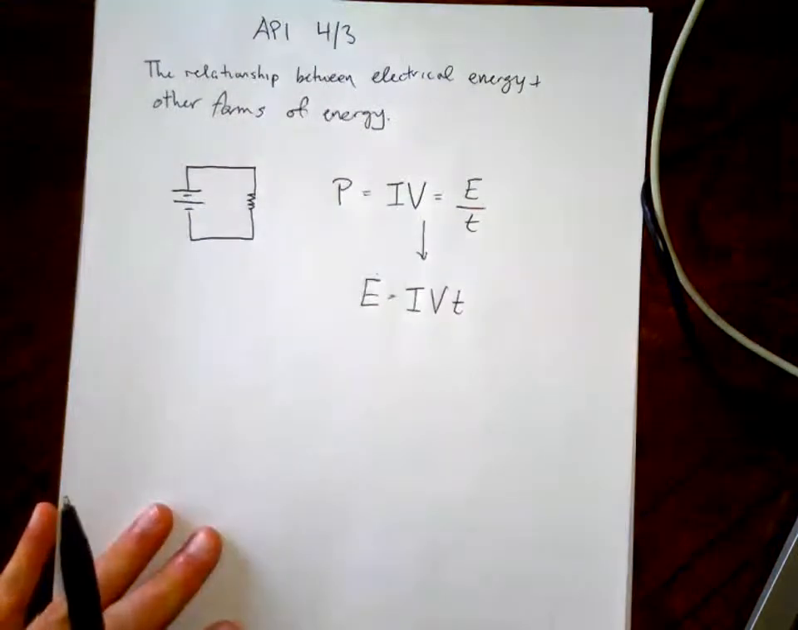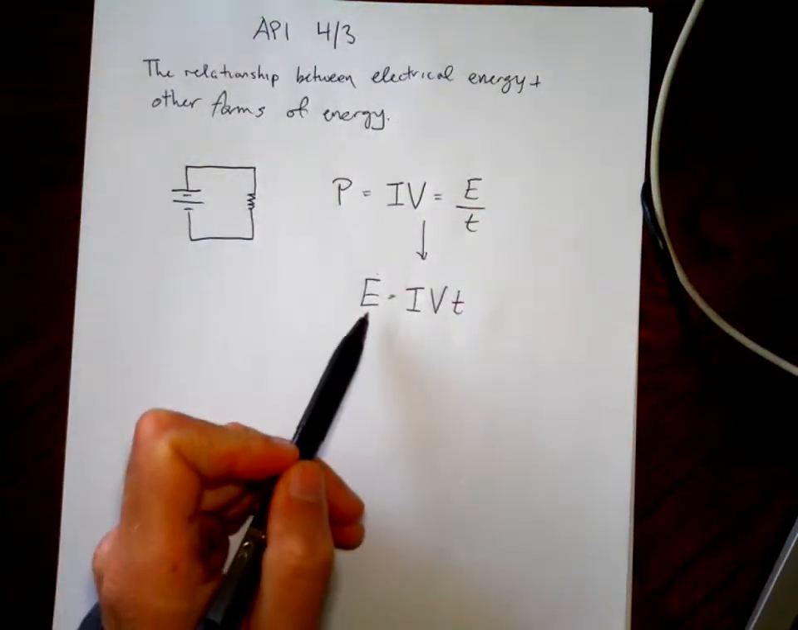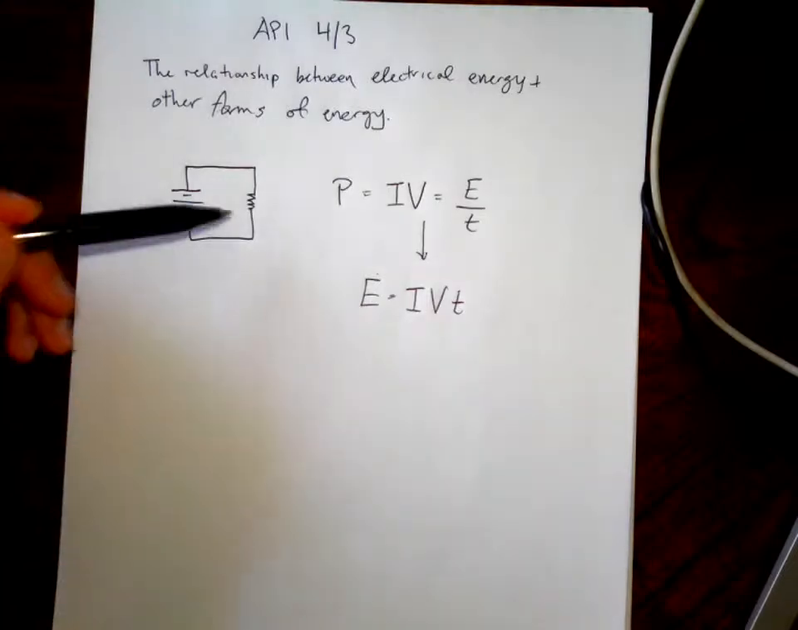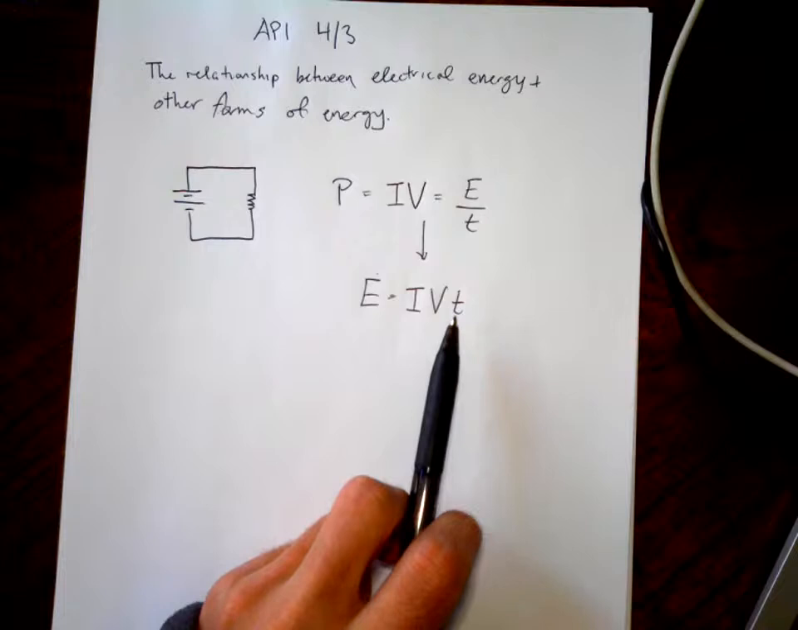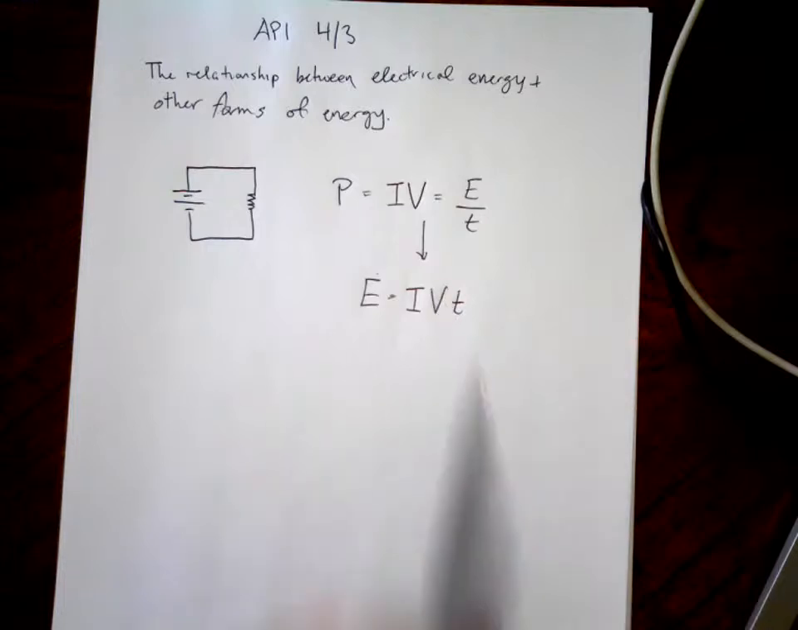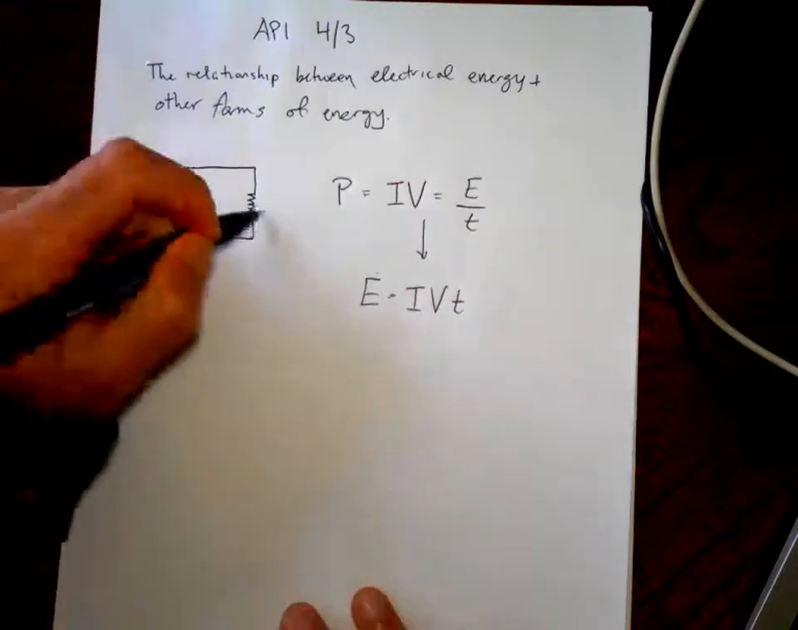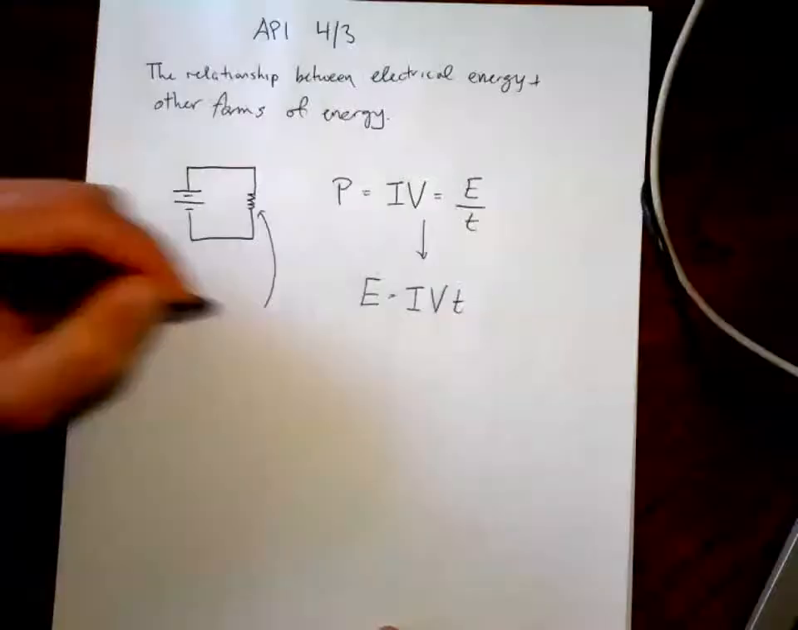So what does this mean? It means that energy is deposited in the resistor, and the more time that the circuit is on for, the more energy is deposited. So now the question is, what does this resistor represent?